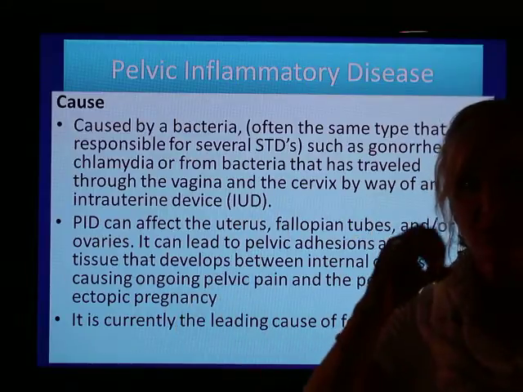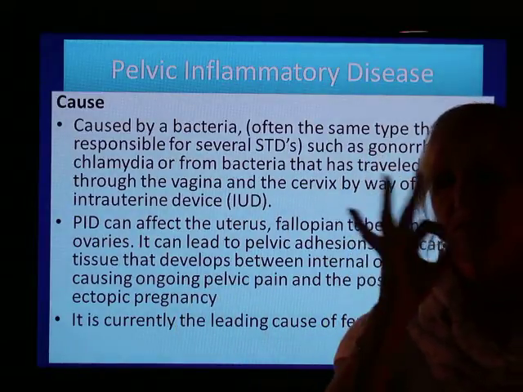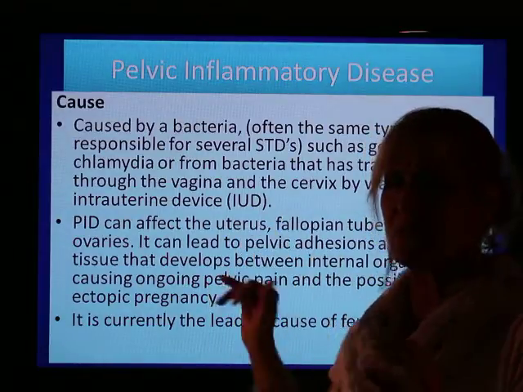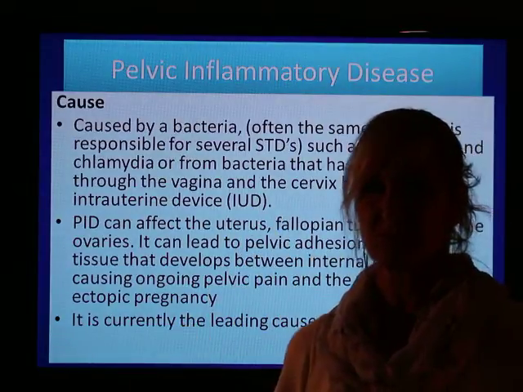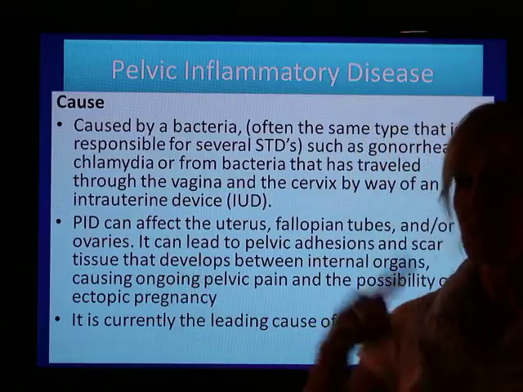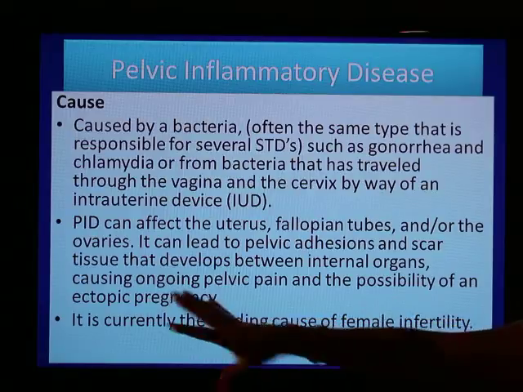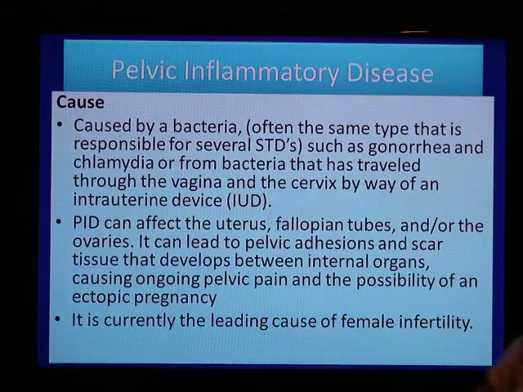Now they're making some new ones. You might have seen now, like the O-ring. There's a commercial like, oh, the O-ring. I don't think that one has as much implications for pelvic inflammatory disease as some of the intrauterine devices. But the problem with pelvic inflammatory disease, it can affect all of the structures in the female reproductive system.